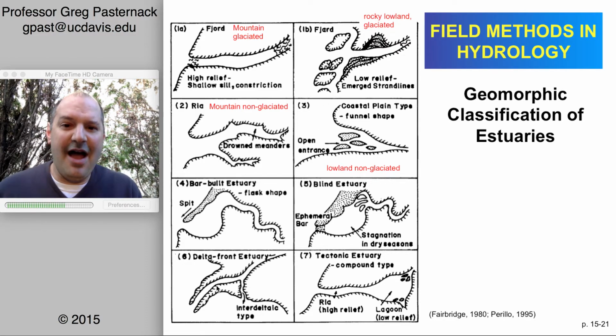Instead, you're going to be pushing out and having these fingers of channels delivering sediment out into what's called like a bird's foot looking unit or a delta. So there's different kinds of delta fronts, but it's generally protruding out into the ocean. And then lastly, you could have a tectonic setting in which you have a mountainous area.